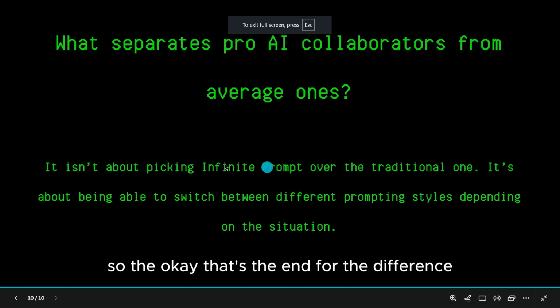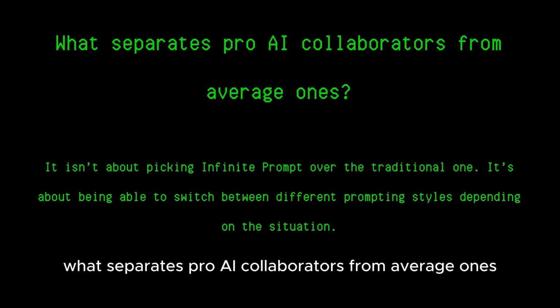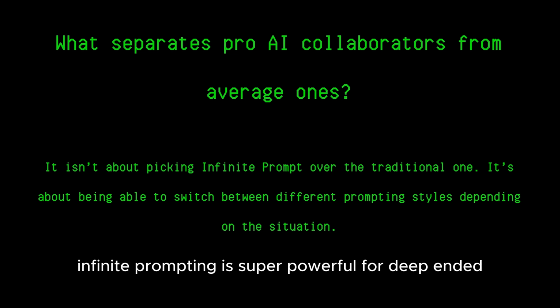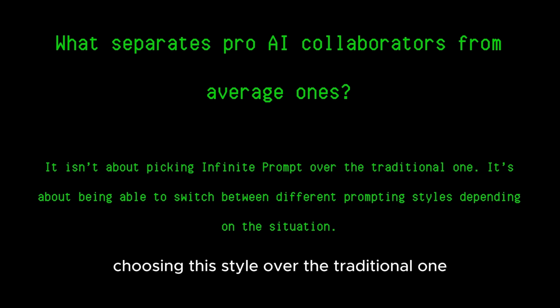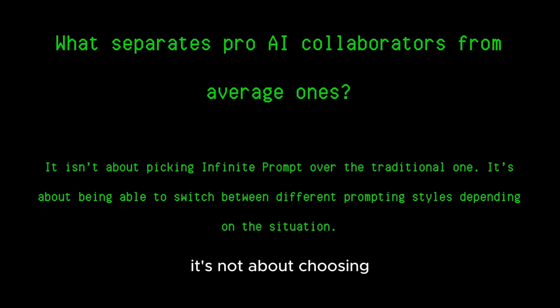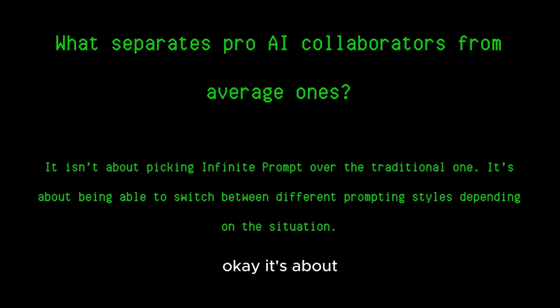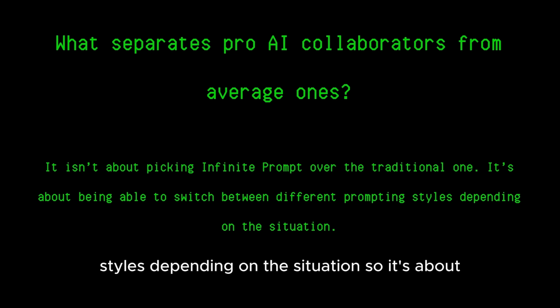So that's the end of the differences. So what separates pro AI collaborators from average ones? Surely infinite prompting is super powerful for open-ended exploration, but the real flex isn't about choosing this style over the traditional one. It's not about infinite prompting being better than traditional prompting. It's about being able to switch between different prompting styles depending on the situation.